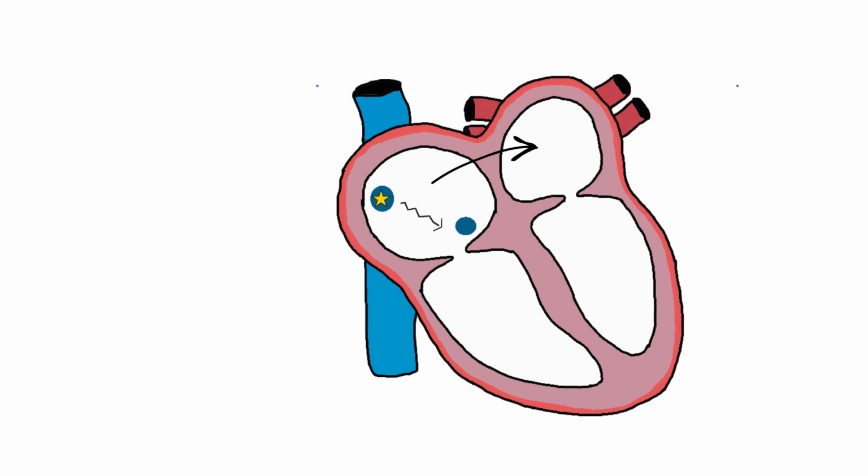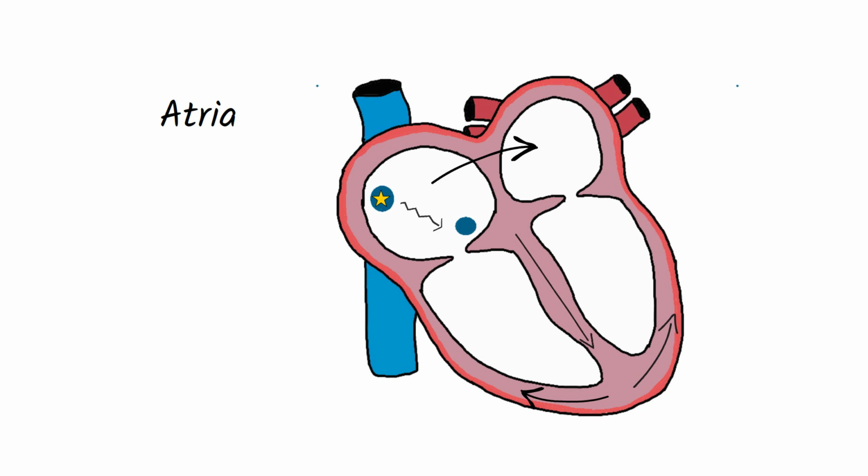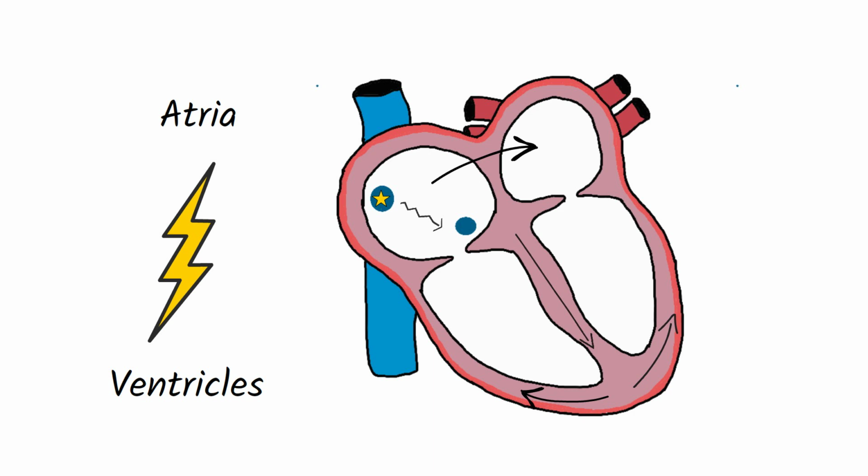After the short delay at the AV node, the signals pass through the bundle of His to the ventricles, causing ventricular conduction. In normal conduction, electrical signals pass only in one direction, that is, from the atria to the ventricles. But in supraventricular tachycardia, it is not as such.